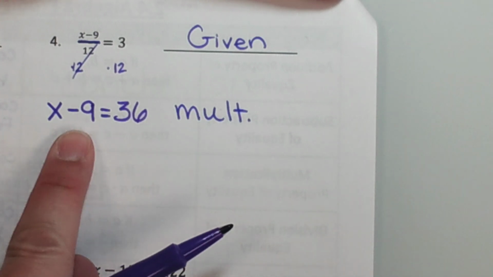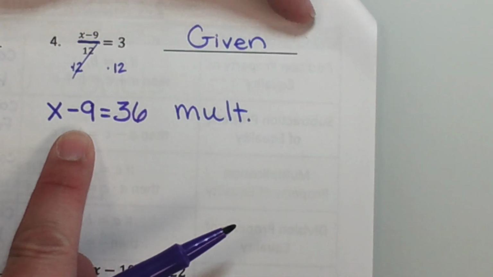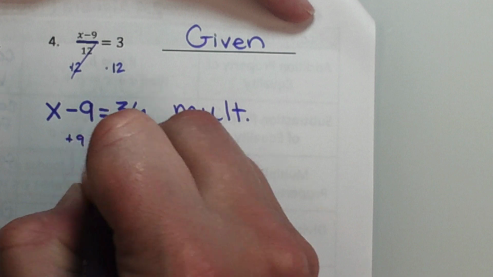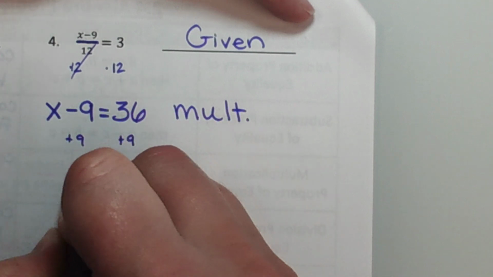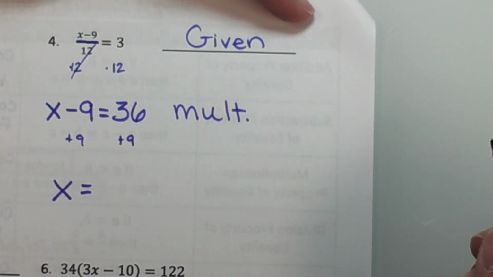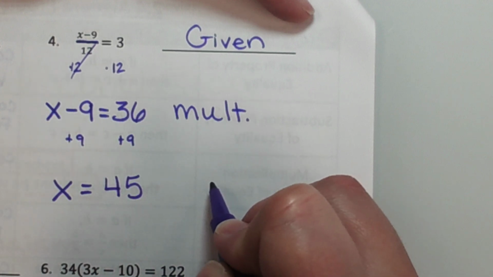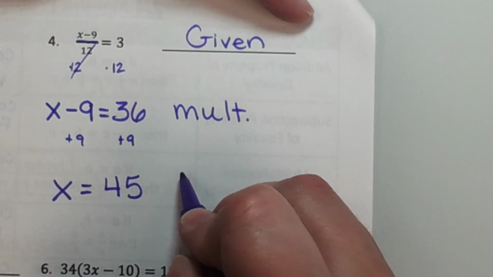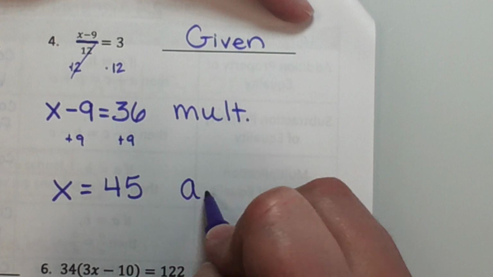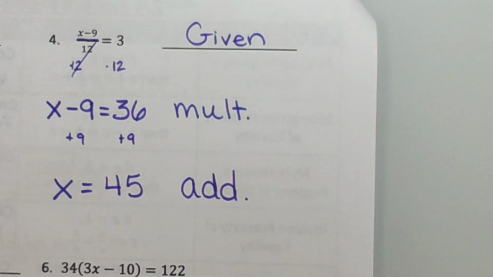To get x alone, I need to get rid of the 9. It's being subtracted, so I'm going to add. X equals, not negative, positive 45, and the way I got there was by adding.